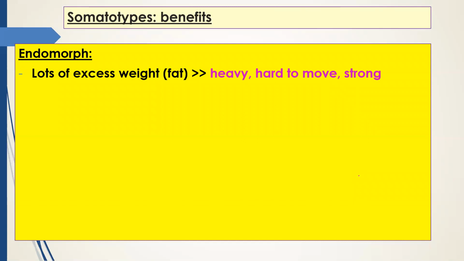So an endomorph, lots of excess weight, how does that help? Well, they're going to be very heavy. In a sport like sumo wrestling, that's going to make them very hard to move and push out of the way, but equally they're going to be very strong with a lot of force, so they're going to be feeling the advantage of that weight.